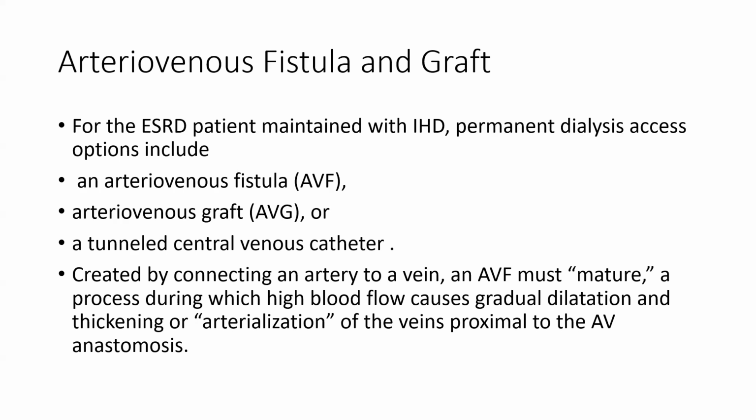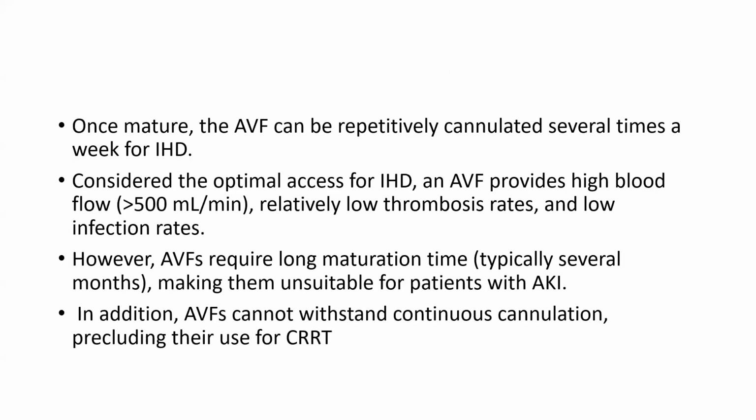Now, AV fistula and graft for end-stage renal disease maintained with IHD. Permanent dialysis access includes arteriovenous fistula and arteriovenous graft or tunneled central venous catheter. An AV fistula is created by connecting an artery to a vein, and it must mature, a process during which high blood flow causes gradual dilatation, thickening, or arterialization of the vein proximal to the AV anastomosis.